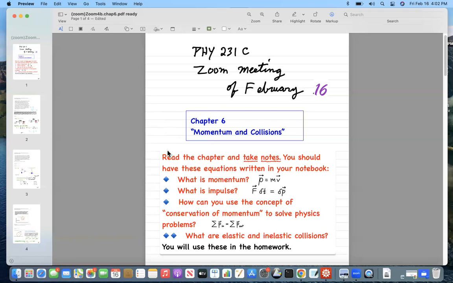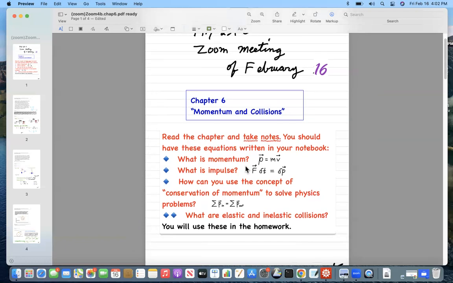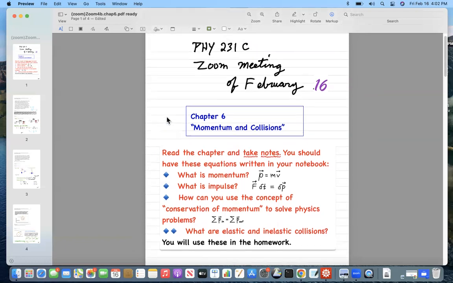So you have to read the chapter and take notes. So for example, here's some of the notes you should have. Most of the notes are going to be equations, maybe a few pictures and so on, but most of the notes will be equations. And these are some of the notes or equations you should have written in your notebook.